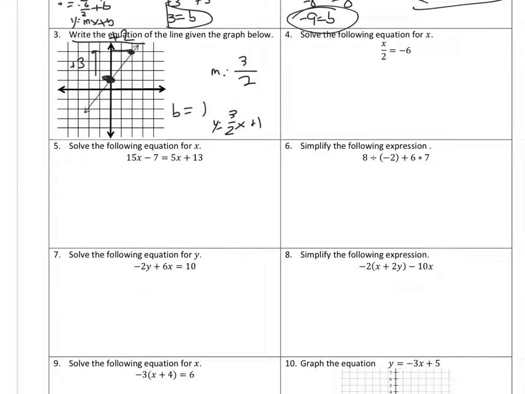Solve the following. X divided by 2 equals negative 6. Well, if I want to undo division, I have to multiply both sides by 2. So I get x equals negative 12.